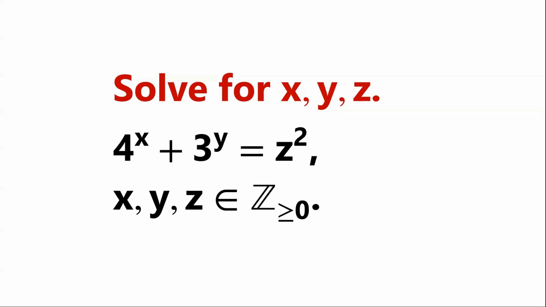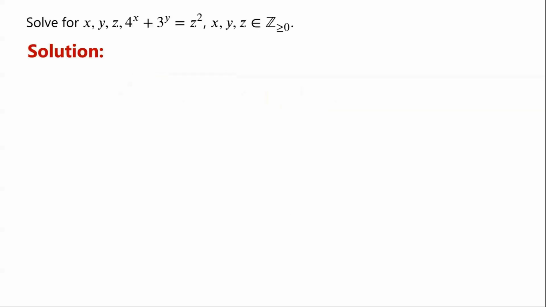Solve the equation, where x, y and z are non-negative integers. This is a Diophantine equation. There are 3 variables in one equation. How to solve this equation? Usually there are different ways to solve this kind of equations.